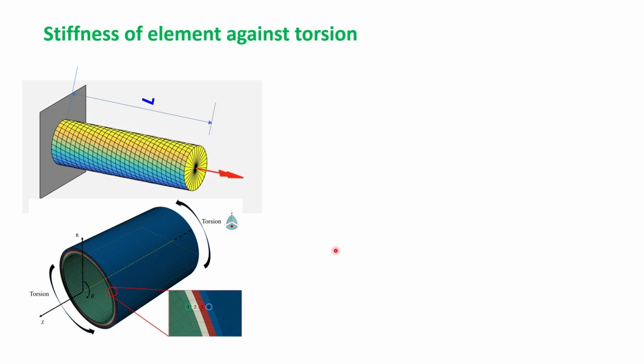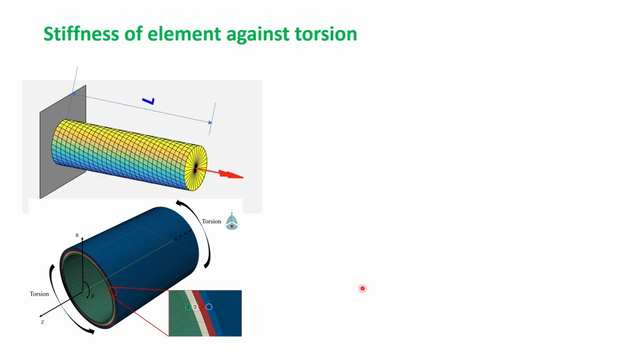Torsion can also be applied in another way, by giving opposite moments at the two ends of the system. So here we have given an anticlockwise moment at the right end of this pipe and a clockwise moment at the near end, and this will produce a torsion in the system.